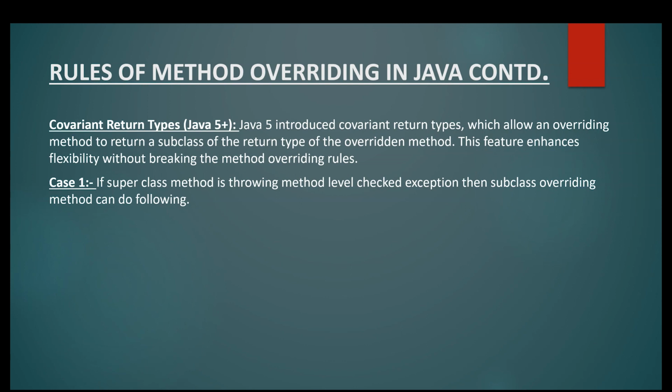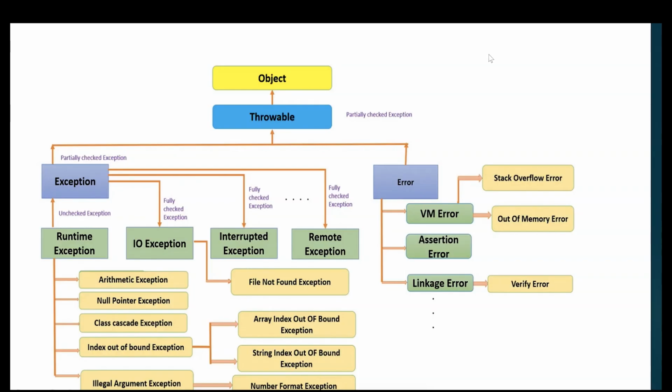What does this mean? Let's have a look at this diagram. I said the subclass can throw an exception which is a subclass of the superclass method's exception. Let us say IOException is a fully checked exception, and InterruptedException is a fully checked exception. If the superclass method is throwing IOException, you can always throw FileNotFoundException. But if the superclass method is throwing FileNotFoundException, you cannot throw IOException. That's what I mean when I say the subclass's method can throw an exception which is a subclass of the superclass method's exception.